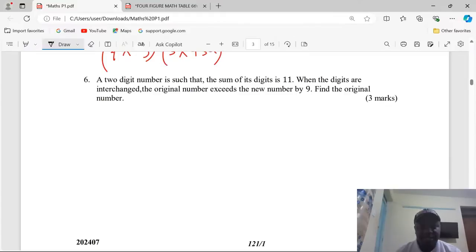Number 6, a word problem. A 2-digit number is such that the sum of its digits is 11. When the digits are interchanged, the original number exceeds the new number by 9. Find the original number. This is a very good question.